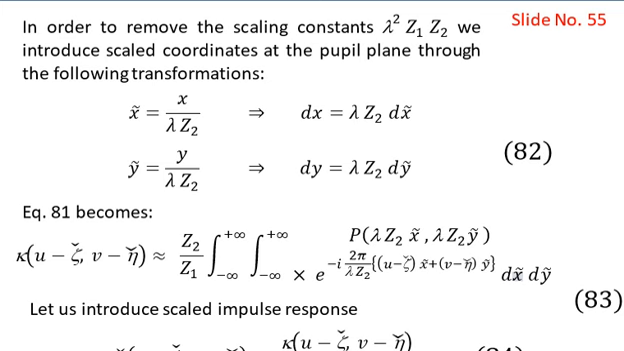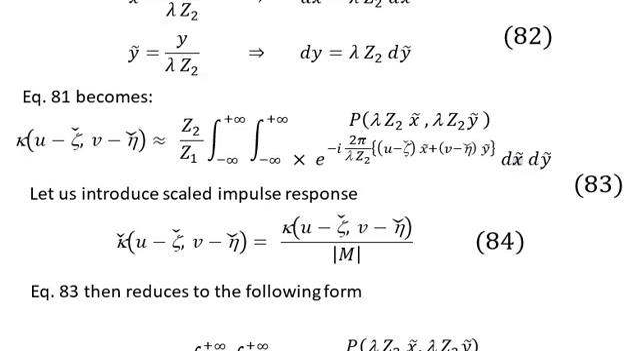Now you see that the transformations that I have made, which we have displayed in equation number 82, we have now introduced correctly in equation number 83. And you have x prime everywhere. So we have the pupil function with the arguments lambda z2 x prime comma lambda z2 y prime, and similarly in the exponent we have e to the power minus iota 2 pi over lambda z2, and within the curly bracket we have a parenthesis u minus zeta multiplied by x prime plus v minus eta inverted hat multiplied by y prime, and the integration is now with respect to dx prime and dy prime.